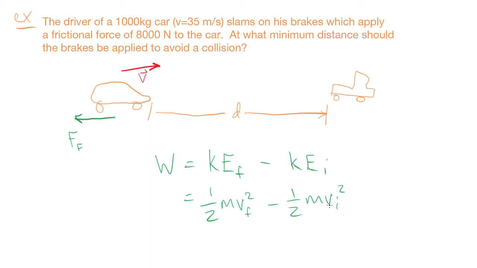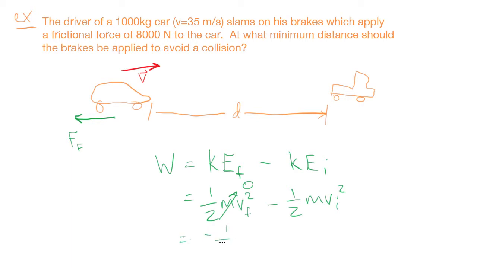Initially, we're moving with some velocity, 35 meters per second, but we're asking how far we have to go before we can stop. This term right here is 0 because the final velocity is 0. That tells me right off that my work is going to be negative. It's going to be 1/2 mv squared with a negative sign in front of it. So I'm happy there. I can calculate the value of that work.